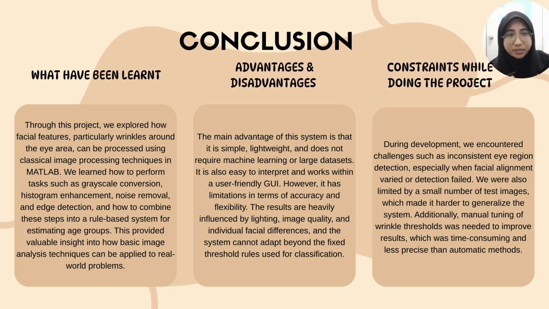Finally, we faced a few constraints during the project. One of the main challenges was inconsistent eye detection. Sometimes the system could not align the eyes correctly or detect them at all. We also had a small number of test images, which made it harder to make the system more general. On top of that, we had to manually adjust the wrinkle threshold to get better results, and this process was time consuming and less accurate compared to automatic methods. Despite this challenge, the project helped us better understand how classical image processing works and its potential in practical applications.